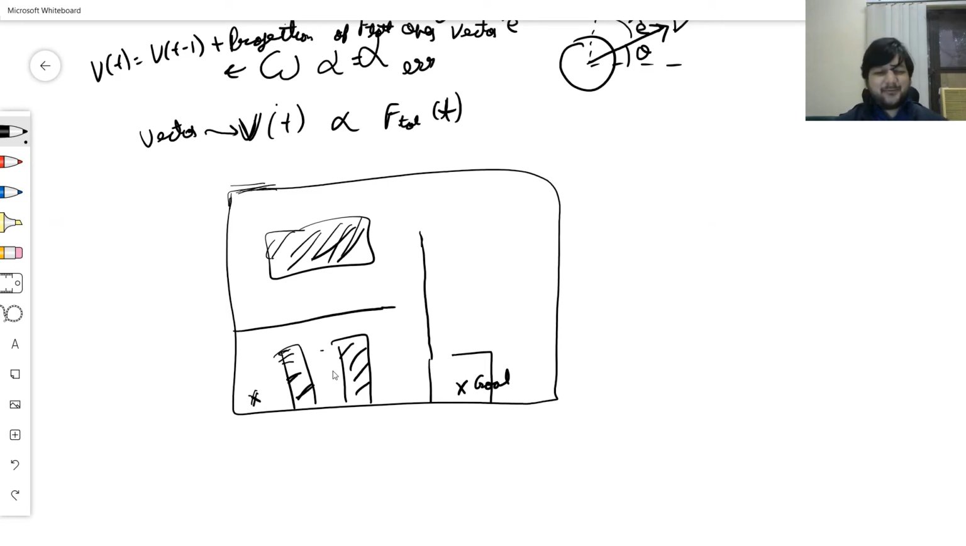Now, what we do is we divide this problem into a number of sub goals. So first I need to go here, then I need to go here, then I need to go here, then I need to go here, and then I need to go here. And it's a natural environment.